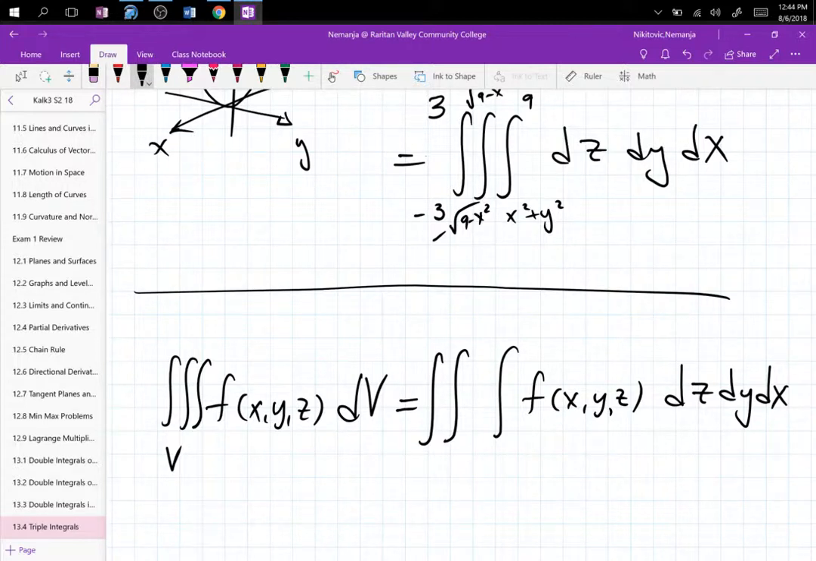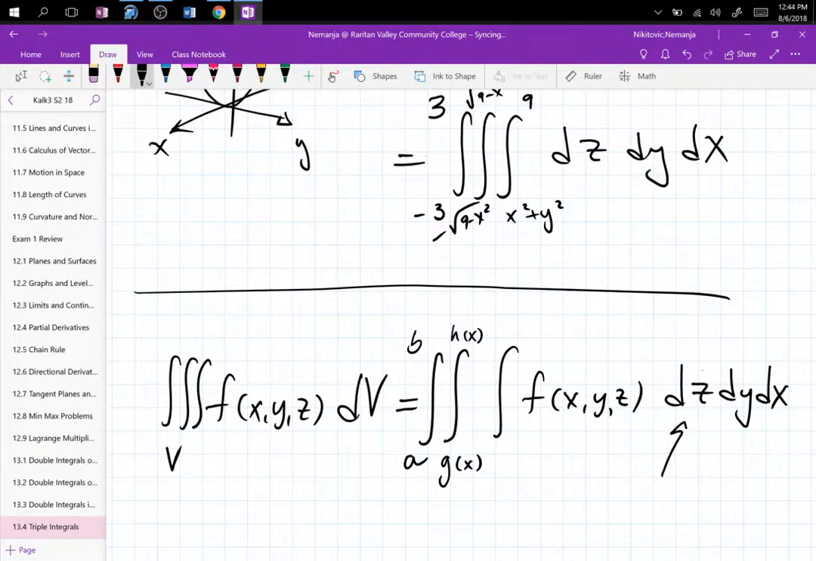So now, what do I have? Well, the x is the outer, so these are my a and b. Now the next one is y. Remember that the y is a function of x. So this is going to be g of x and h of x. Those are my functions, right?